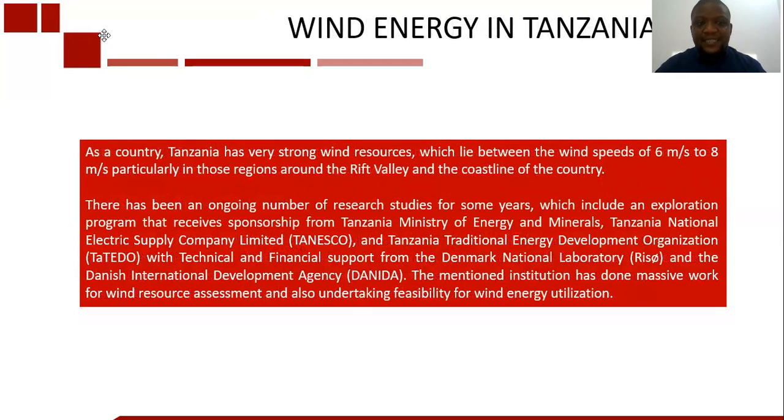The wind energy in Tanzania. As a country, Tanzania has very strong wind resources, which lie between wind speeds of 6 meters per second to 8 meters per second, particularly in the regions around the Rift Valley and the coastline of the country.